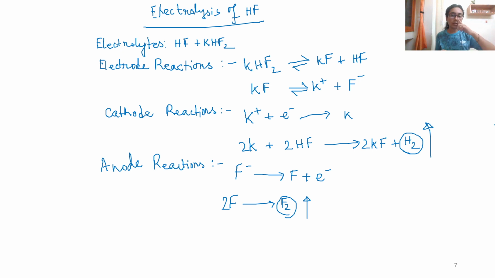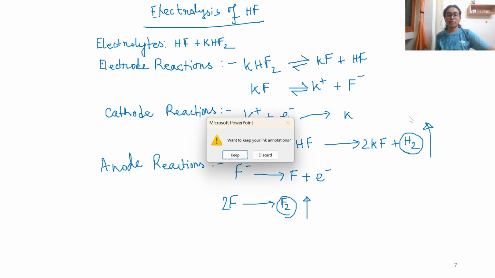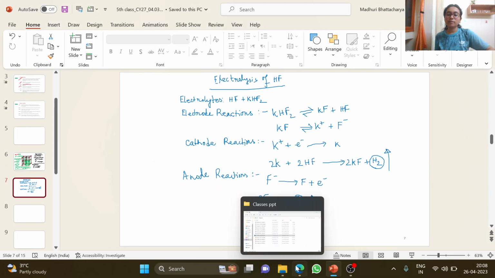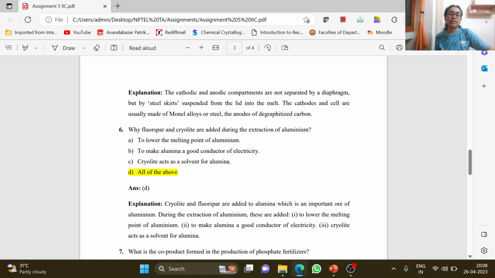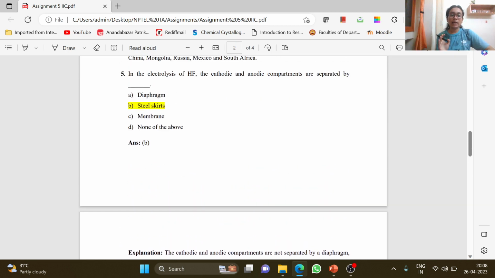So, and also here we will use some steel scarts. It is actually some separation boundary only, but a better boundary than this diaphragm or a membrane kind of boundary. This is the better boundary. Steel scarts means actually nothing. It is some kind of protection, like some asbestos kind of thing. I will show in other slides.